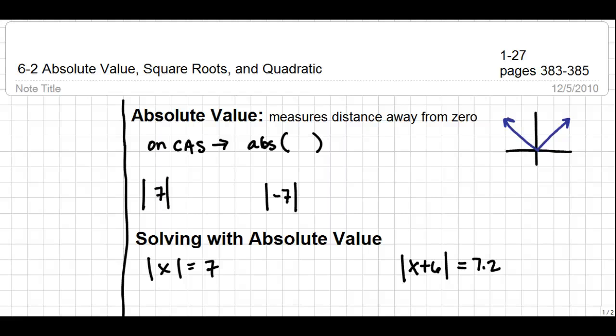This lesson is for Advanced Algebra, Lesson 6.2 on absolute value, square roots, and quadratics.